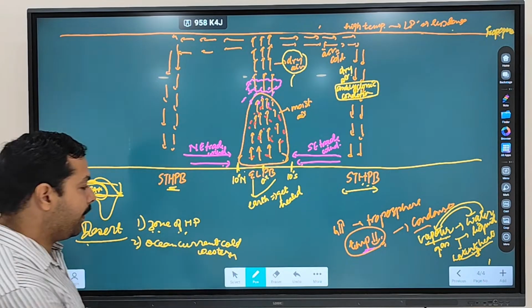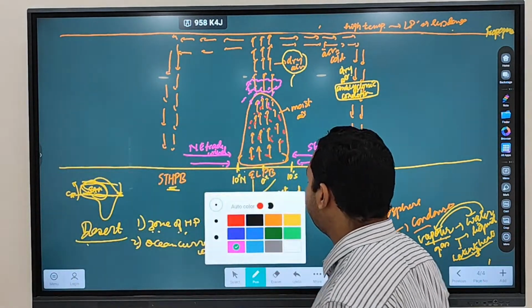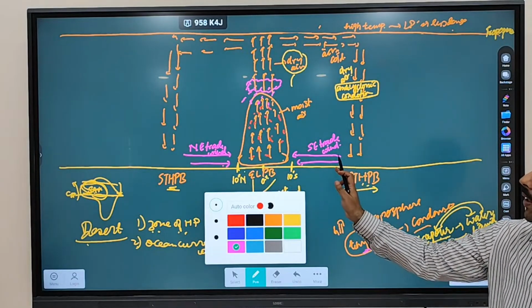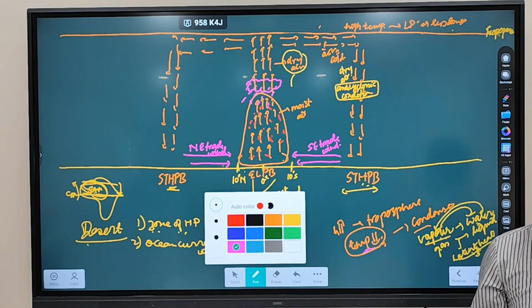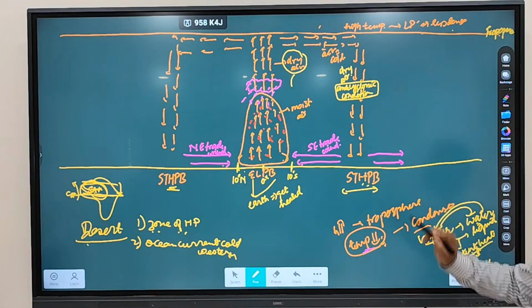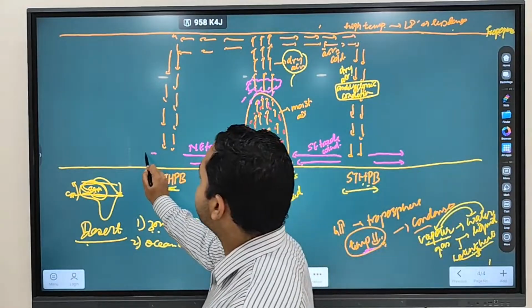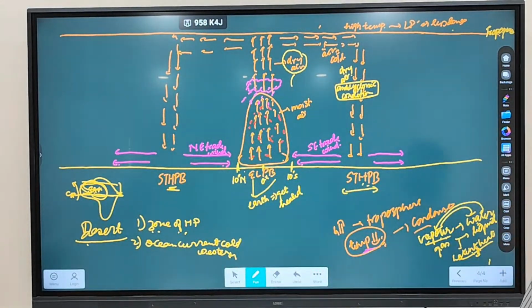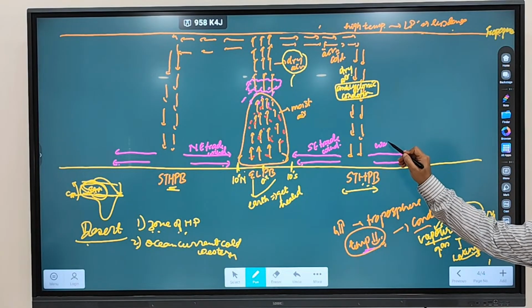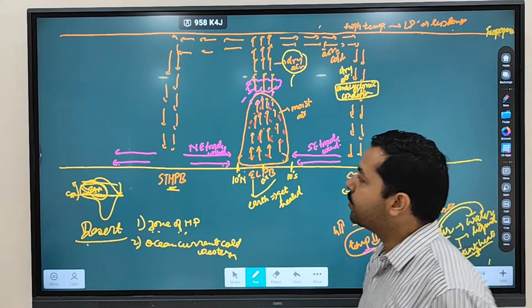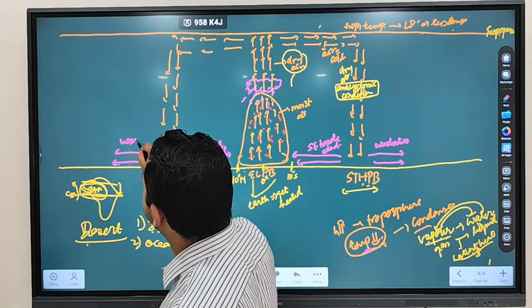Now, again from here to here, as we discussed, from high pressure to low pressure, wind is blowing. So you will see wind blowing like this. Now this is a high pressure zone. From here again a wind will also blow in this direction, like this. This wind is referred to as what? This wind is referred to as the westerlies.